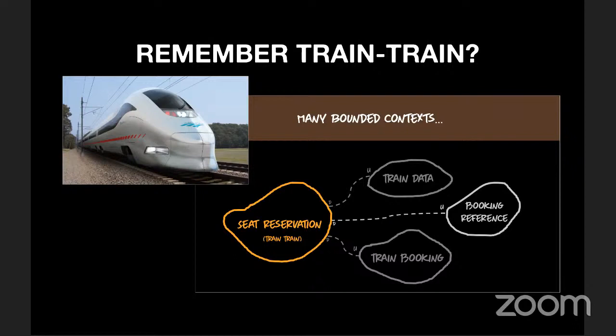So, as in the theater, seat reservation was our core domain, and we depended on other services: train data to obtain the train topology, booking reference to obtain the number of the ticket, and train booking to effectively book the reservation. Pure Conway's law, classic thing, yeah. And in that case, you have more things to chain.